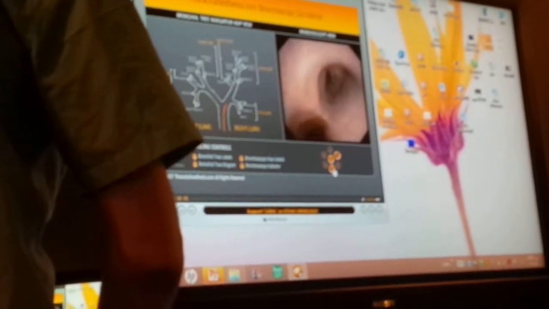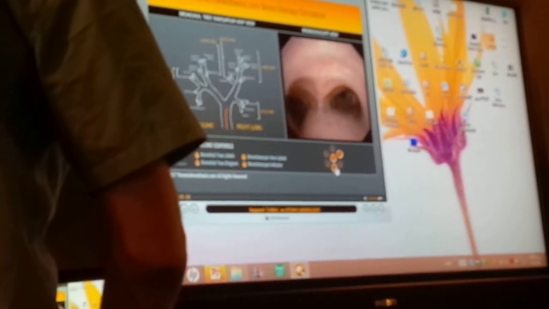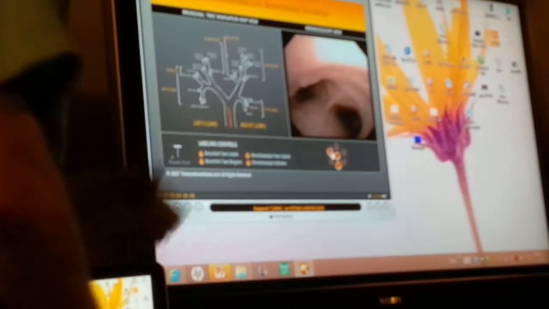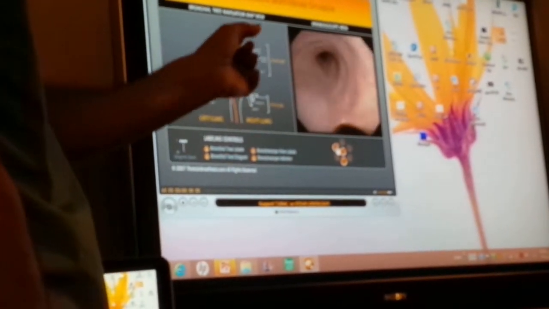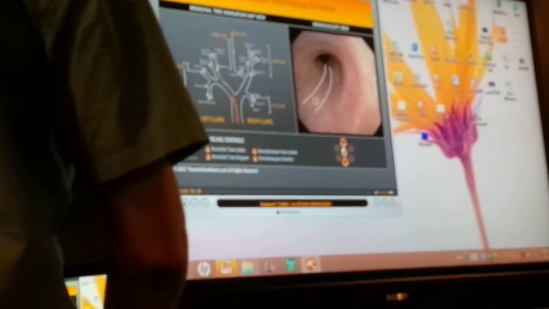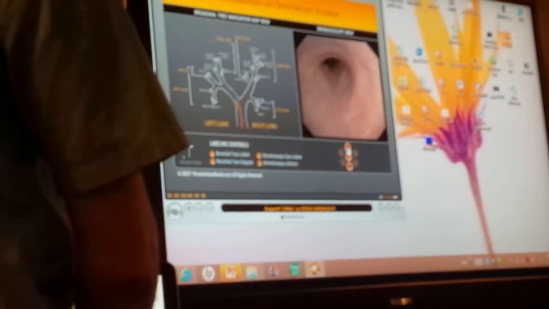Then we go to the middle loop. To go to the middle loop, you have to rotate your hand to the left side. Then flex up and go to the left main bronchus. You can see it's quite long if you compare it to the right side.